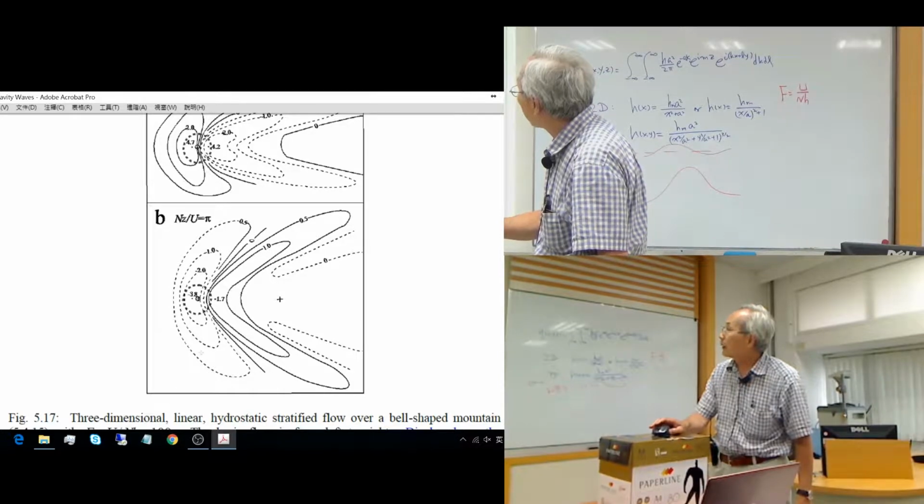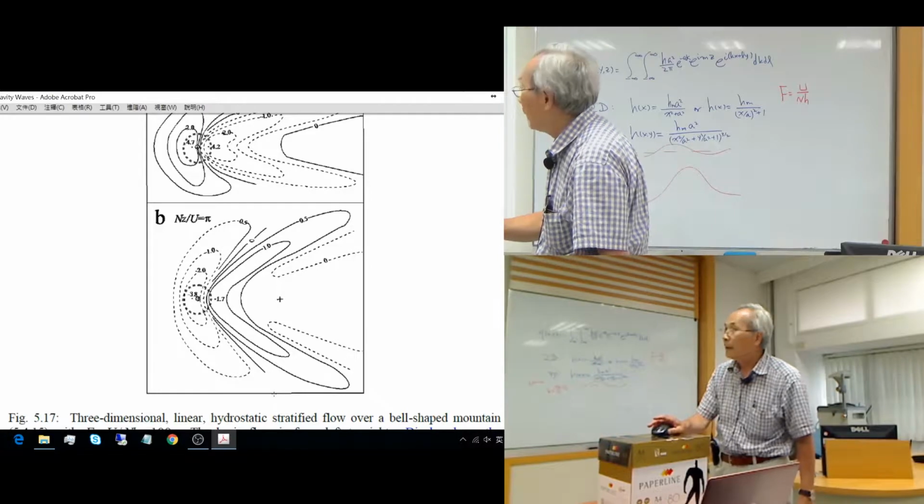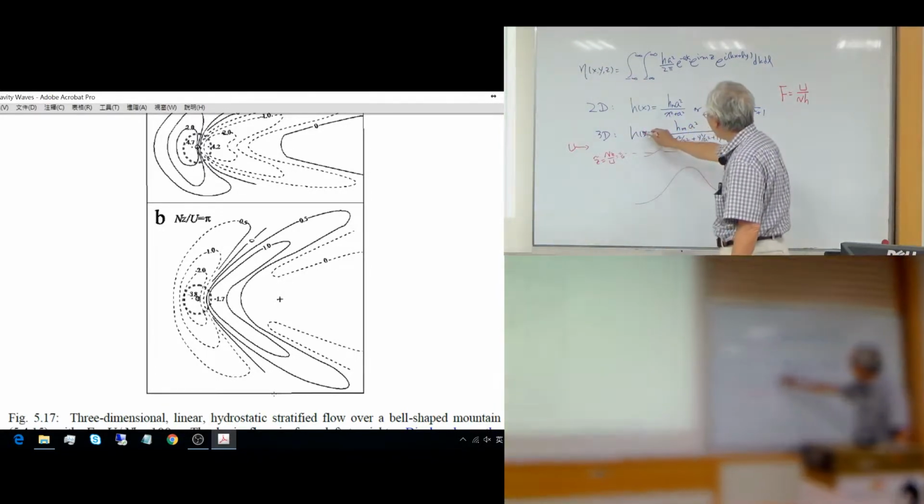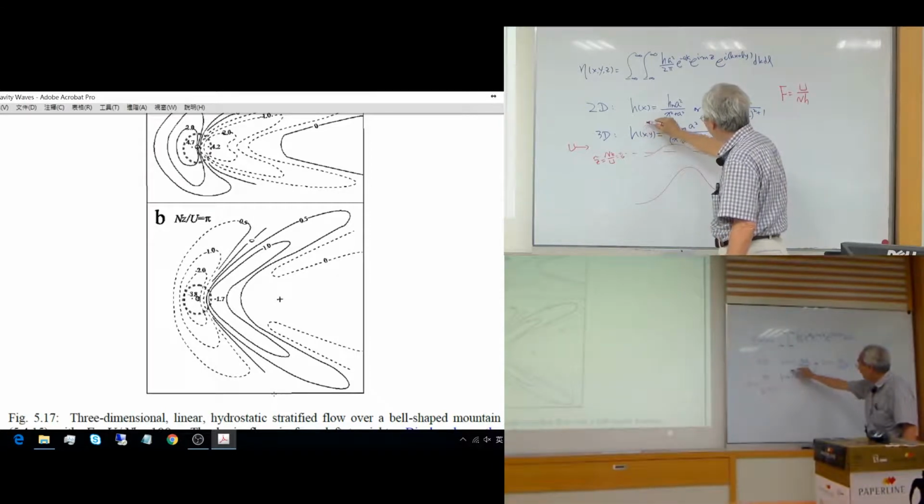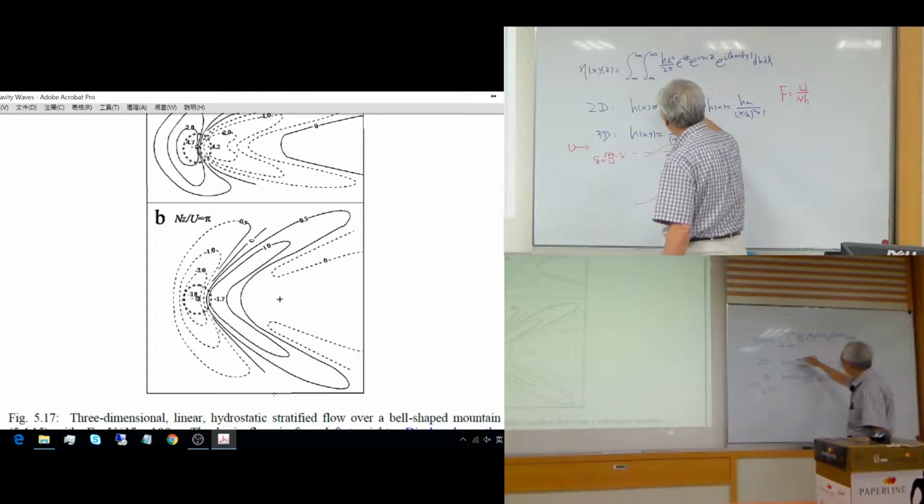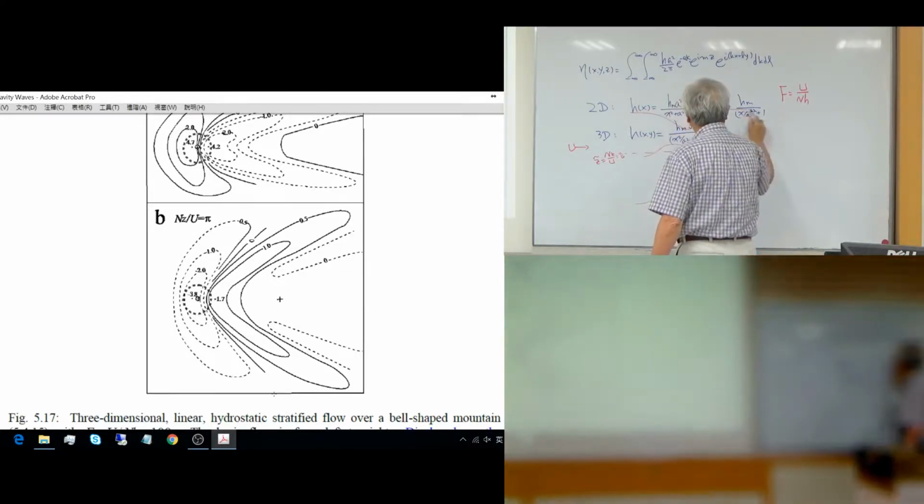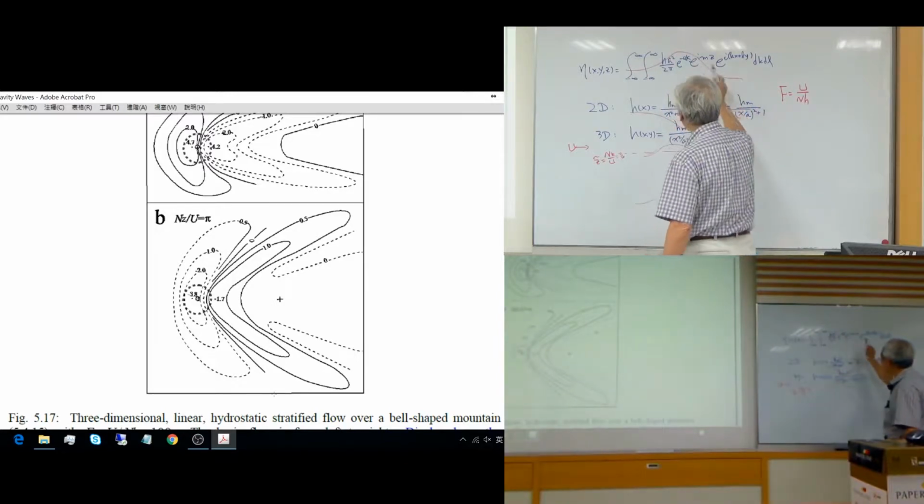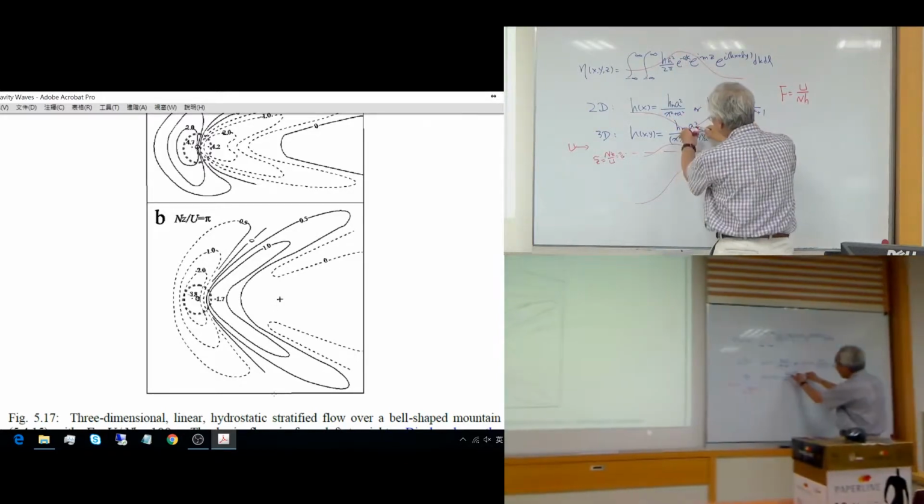Then this part becomes negative, and the positive part becomes like this. The reason is just like the 2D mountain wave. This part eventually is going to repeat, like the mountain is going to repeat like this. At a certain height, we are going to have the disturbance like this, repeating the mountain, and this inverse.